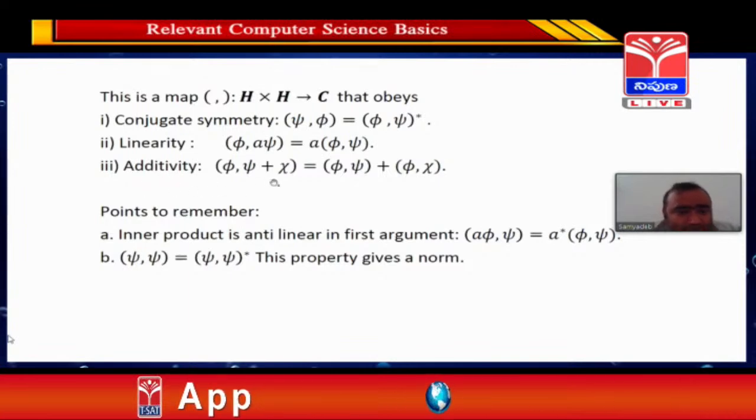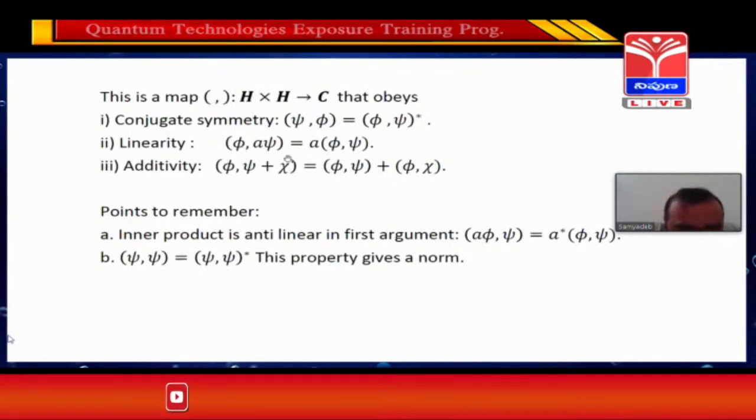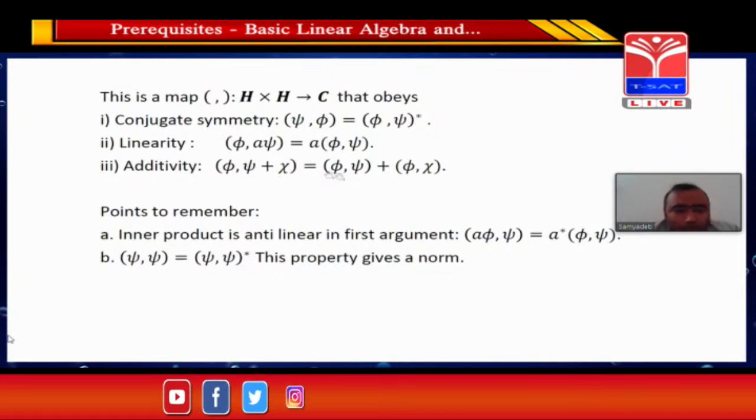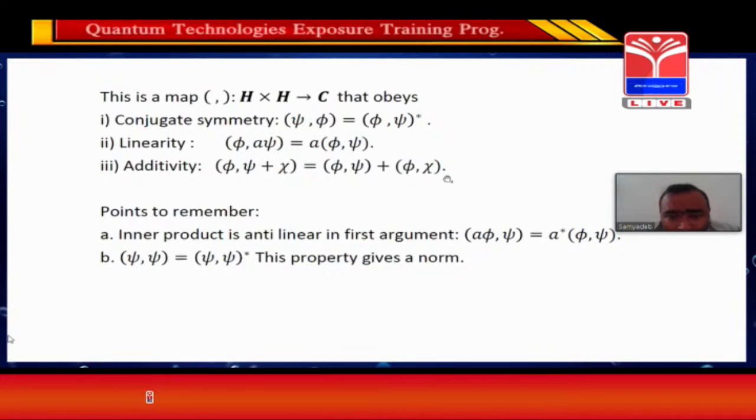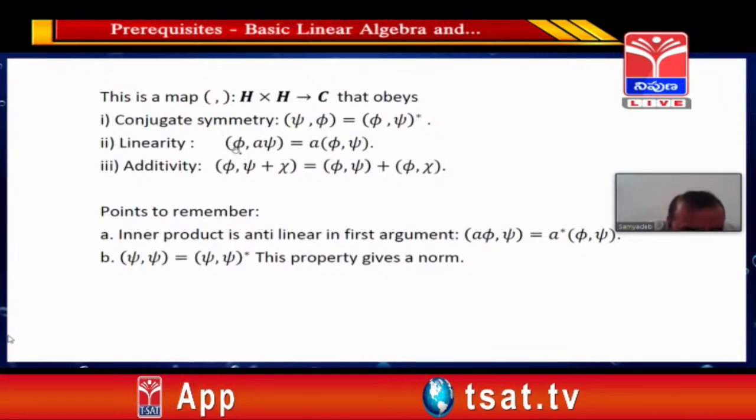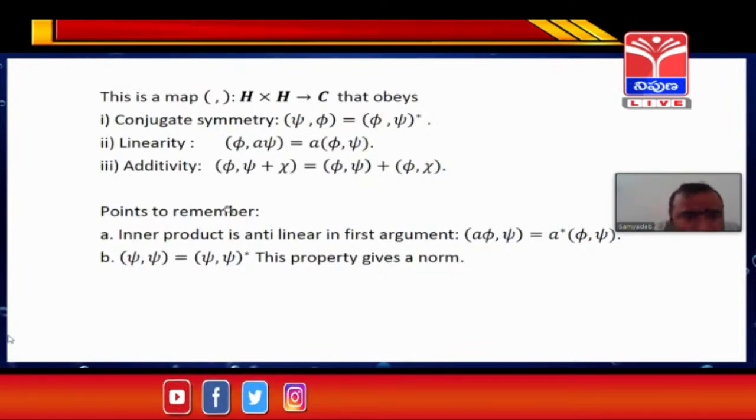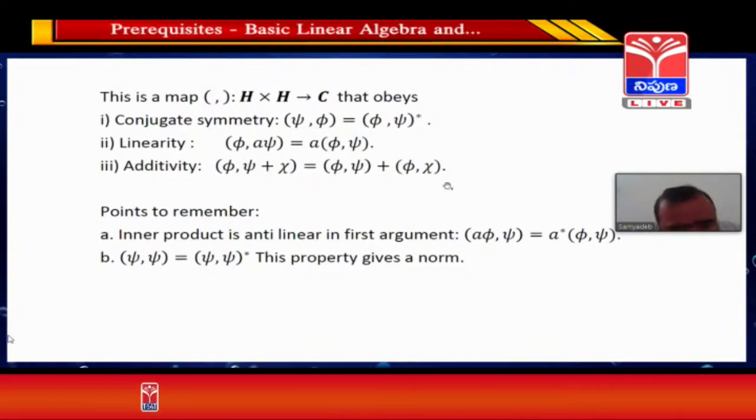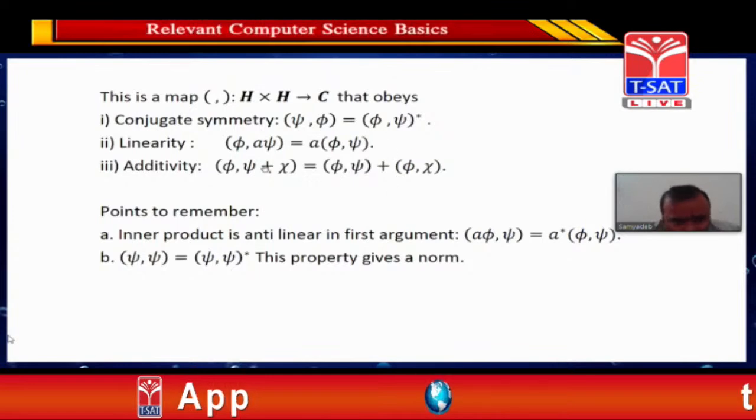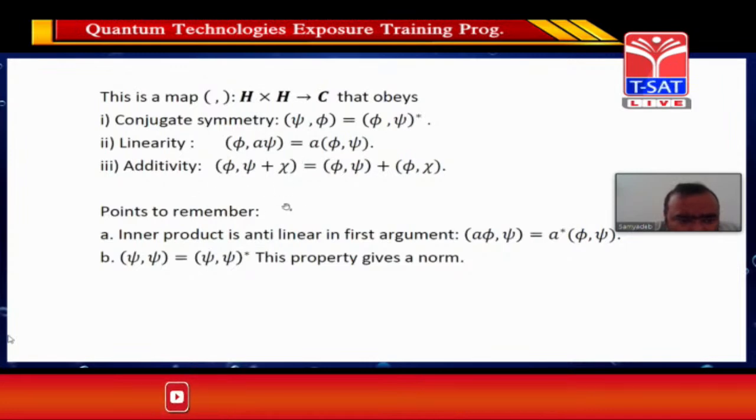And another is this additivity property. That is, if you do the inner product of phi with the addition of two vectors xi and chi, it is the inner product of phi and xi plus the inner product of phi and chi. So if we take these linearity and additivity properties together and do the inner product of phi and a xi plus b chi, then the output will be what? Sorry, I should rephrase.